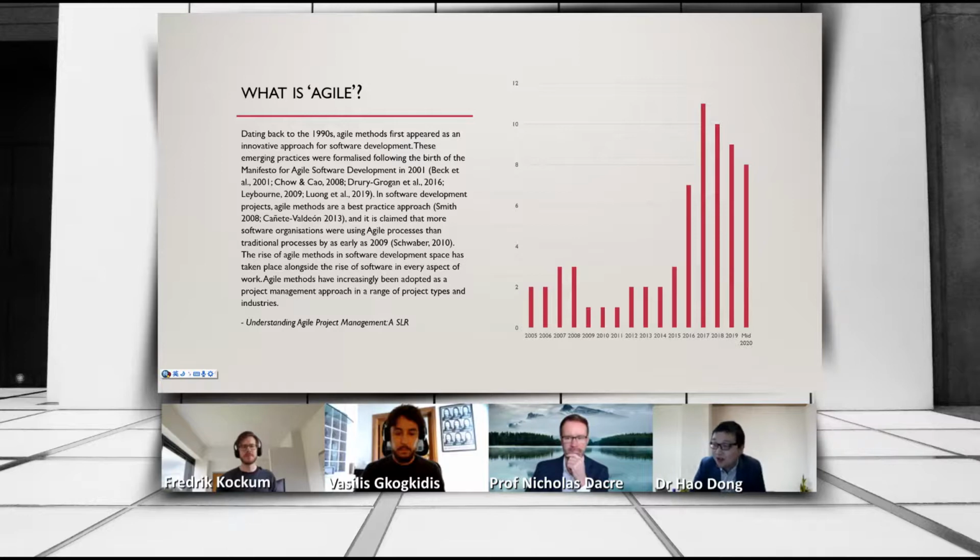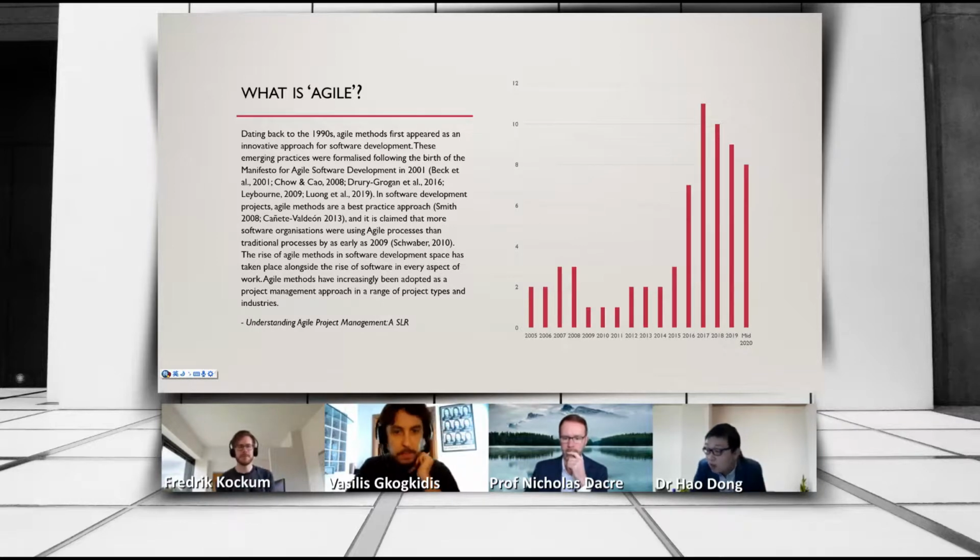Dating back to the 1990s, Agile methods first appeared as an innovative approach for software development. These emerging practices were formalized following the birth of the manifesto in 2001. In software development projects, Agile methods are a best practice approach, and it's claimed that more software organizations were using Agile processes than traditional processes by as early as 2009.